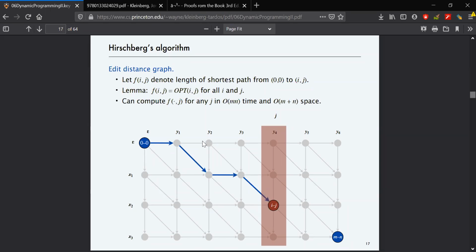No, right? I just need to know the one column that is next to it, right? This column is already filled. I just need to remember this column now. I can throw away this column. So the space that I was using to store the values in this column, I can reuse that space. I can throw away these values and fill in these new values.